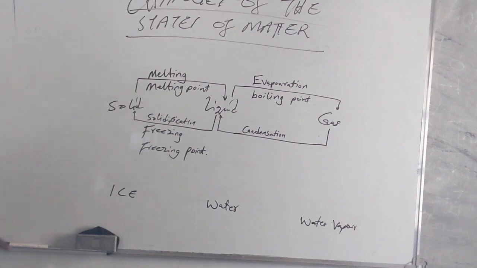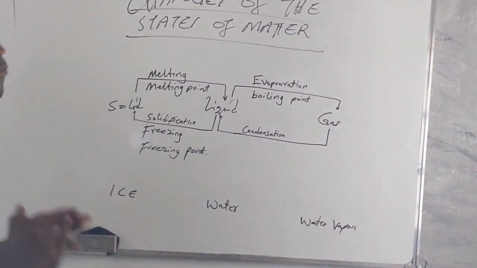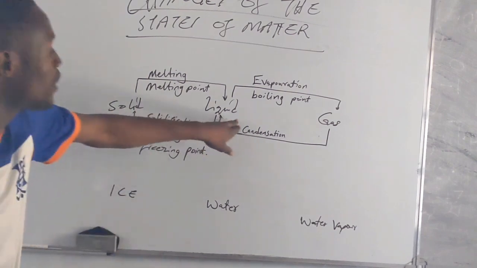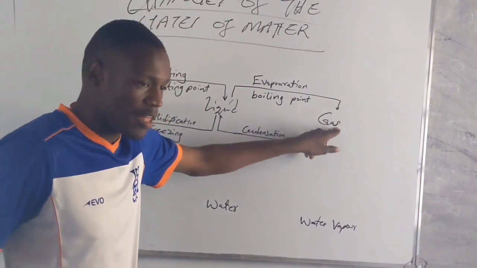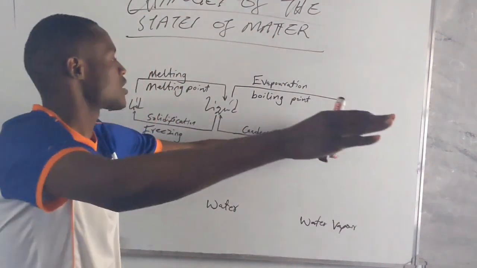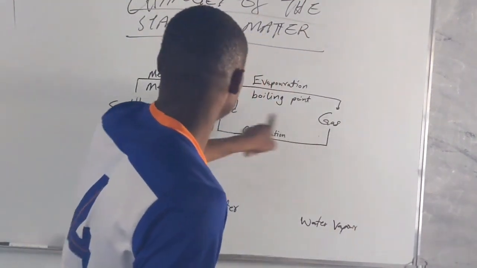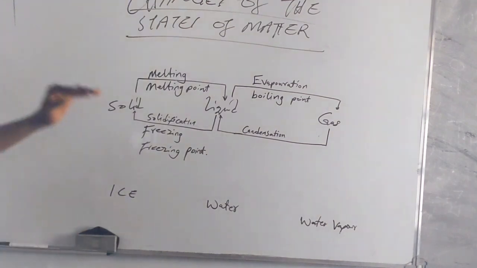A question can come asking which one of the following involves the gaining of energy in form of heat. The correct answer is the change from solid to liquid, or the change from liquid to gas. The ones which require the loss of energy are gas to liquid, then liquid to solid. So these are the important things that we have to know.